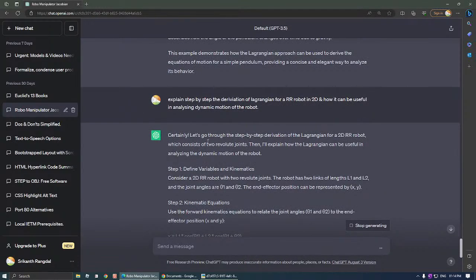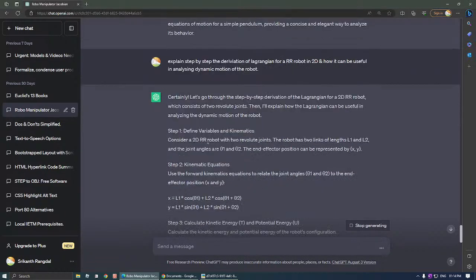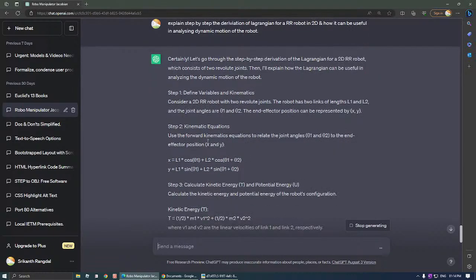Certainly, let's go through the step-by-step derivation of the Lagrangian for a 2D RR robot, which has revolute joints. Then I'll explain how the Lagrangian can be used for analyzing the dynamic motion of the robot. First, define the variables in kinematics. Consider a 2D RR robot with 2 revolute joints. The robot has 2 links, of length L1 and L2. The joint angles are theta1 and theta2. The end effector position can be represented by x, y. Use the forward kinematics equations to relate the joint angles theta1 and theta2 to the end effector position x and y.